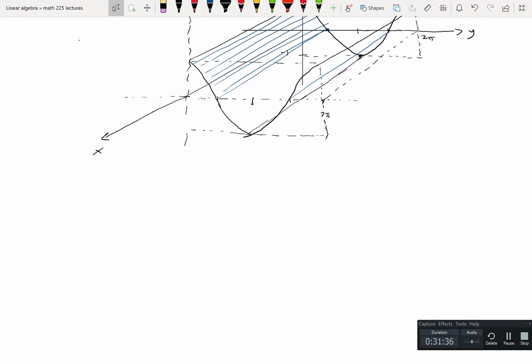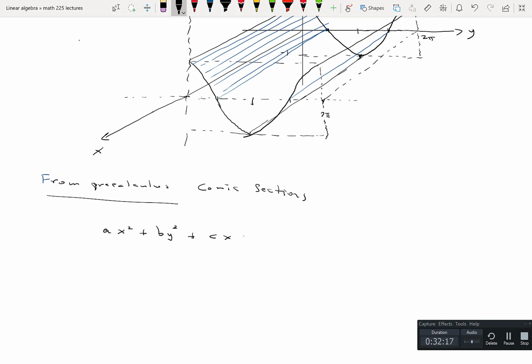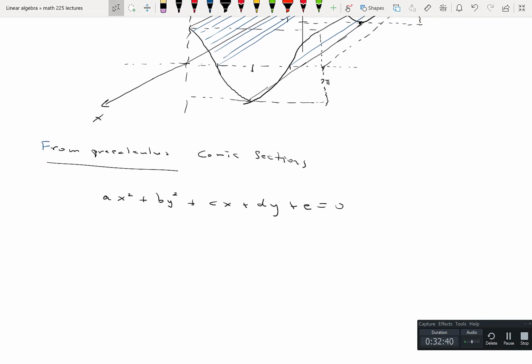Well, in pre-calc you studied something called conic sections. Okay, so here I'm still in blue. So from pre-calculus, you studied conic sections. Conic sections are curves. They are curves of the general form ax squared plus by squared plus cx plus dy plus e equals 0, where a, b, c, d, and e are constants, not all of which are 0. But you can tell what these things represent for different values of the constants.